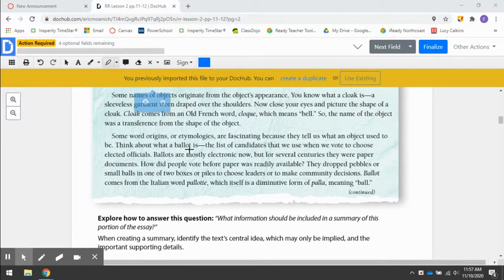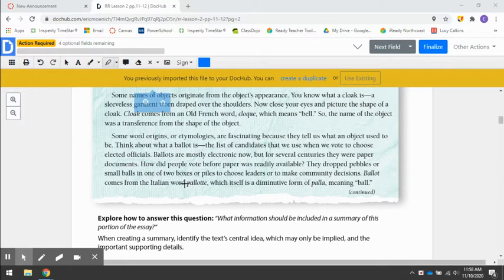Think about what a ballot is. That's something that's really important right now, right? A ballot is the list of candidates that we use when we vote to choose elected officials. Ballots are mostly electronic now, but for several centuries, they were paper documents. How did people vote before paper was readily available? Well, they dropped pebbles or small balls in one of the two boxes or piles to choose leaders or to make community decisions. Ballot comes from the Italian word palote or palote.